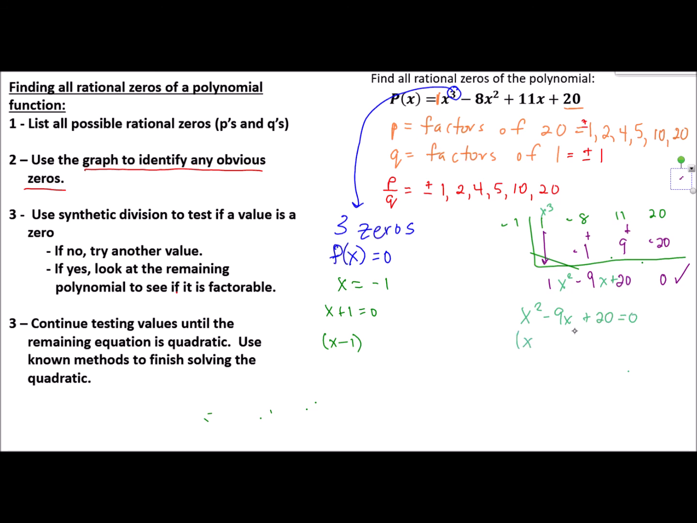So to find the rest of the solutions, you would just solve that equation. This factors into x minus 4, x minus 5. That means x minus 4 equals 0, or x minus 5 equals 0. So x equals 4, or x equals 5. So when you are solving these, and you have a number from the graph, you don't need to change signs, right? We were doing opposites before.